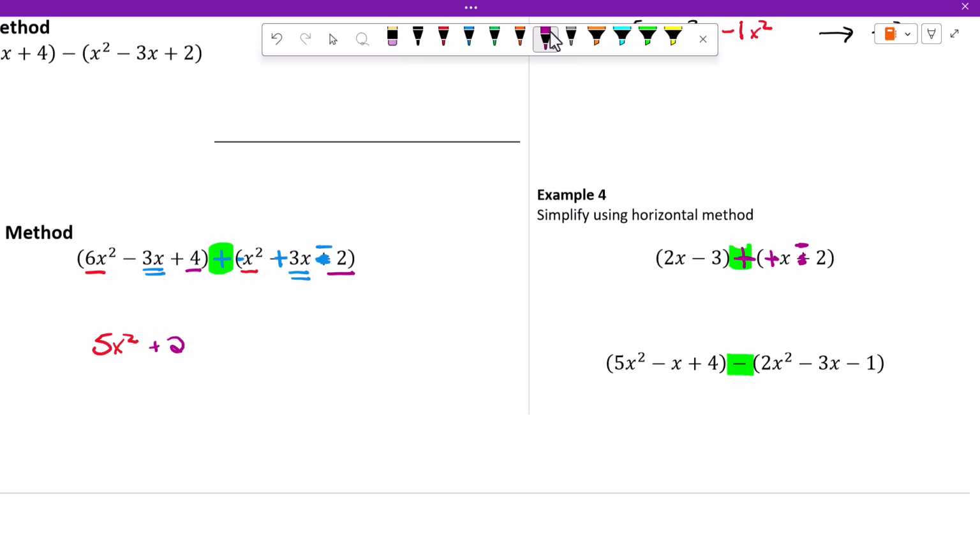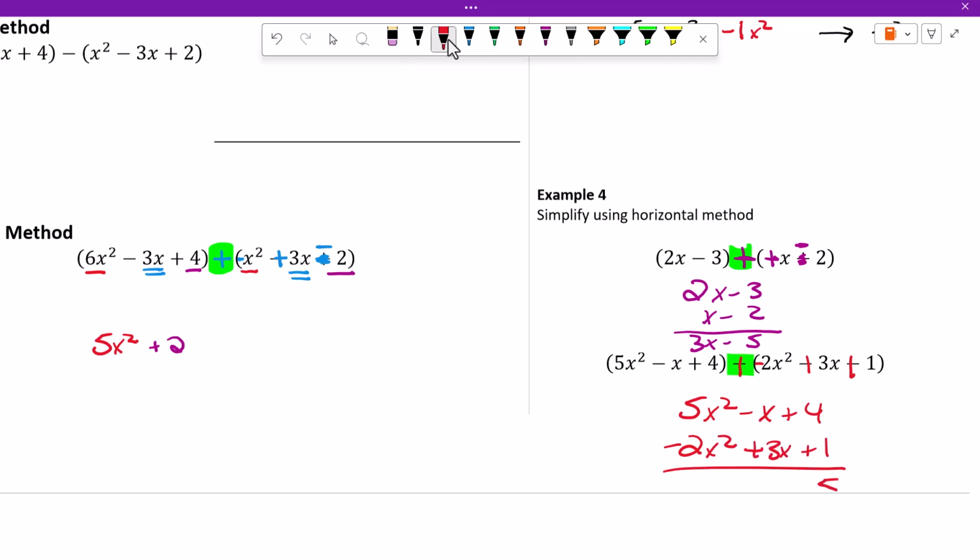It's 3x minus 3. Because remember, you've got to change this to positive, and this is negative. So 1 plus 2 is 3. And then negative 2 minus 2 is negative 5. Negative 2 minus 3? Yeah.